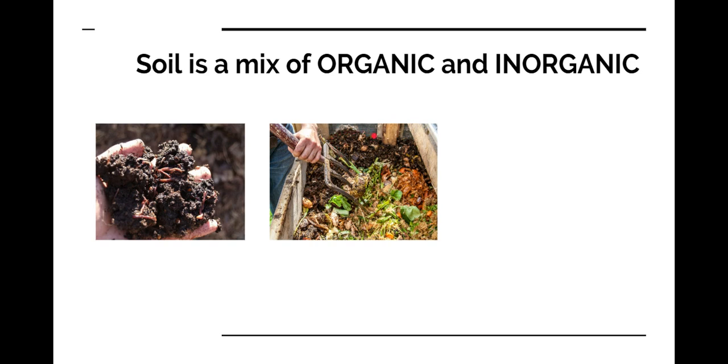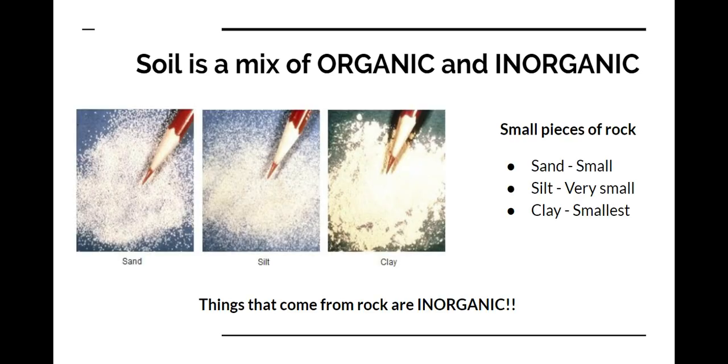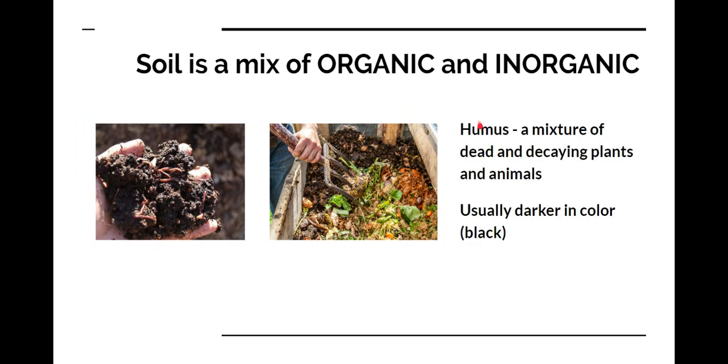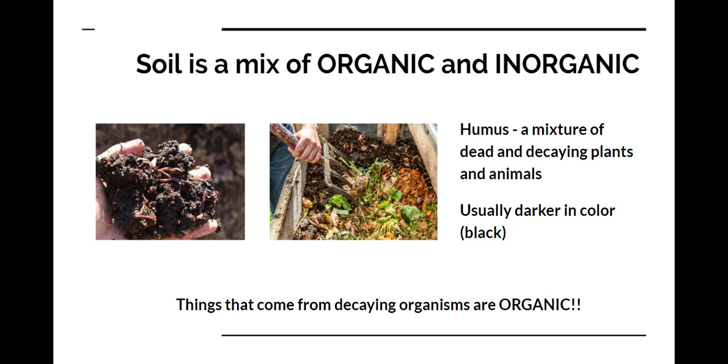There's one more ingredient to soil. You've got your sand, your silt, and your clay. Those are inorganic. But then you have this humus. No, it's not hummus. Hummus is a bean dip that you eat with chips. This is humus. And humus is a mixture of dead and decaying plants and animals. It's usually a dark black or dark brown color. And that's especially what gives soil its smell, because you can smell that decaying organic matter, and that's the soil smell. Anything that used to be alive is still organic. So this is the organic ingredient.